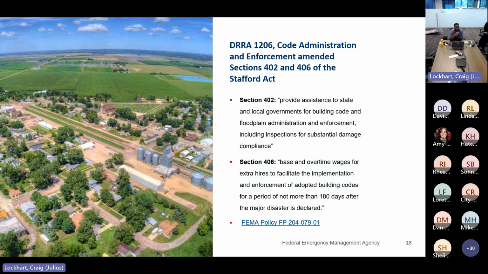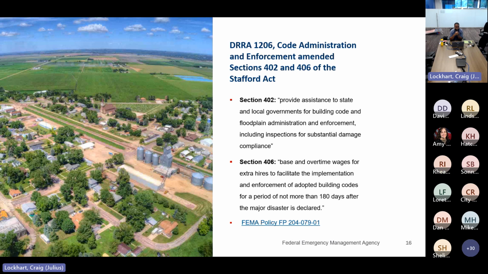Now, for the first time now on the DR 1206, communities will get reimbursed for doing substantial damage. So this is a big, in my opinion, big game changer for local officials whenever there is a federal declared disaster, because now communities will get reimbursed for doing substantial damage.